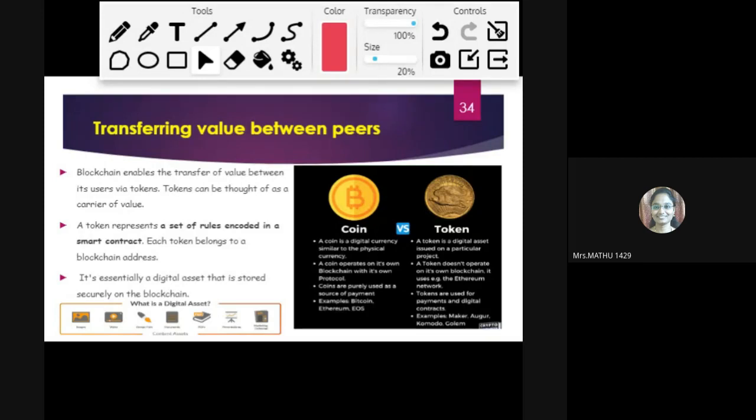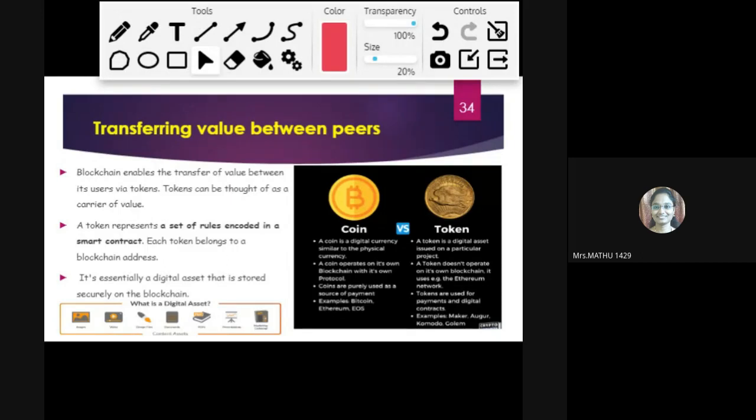As we have discussed in the previous example of the smart contract, like buying and selling a land, the digital document has to be transferred to the other party so that he will become the owner of the land, and in the same way he has to transfer the money to party A. So that is done via these tokens.